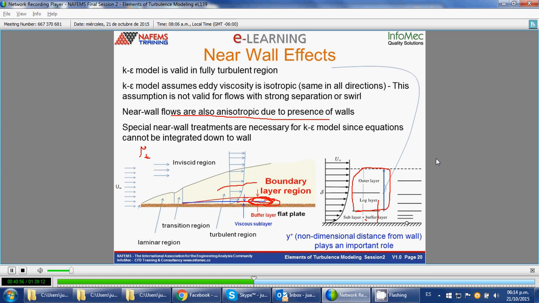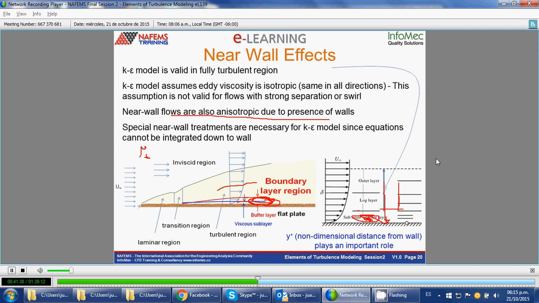There are two options for us. One is using some sort of function at this point, not modeling this part, and just using the effects and putting them right here, and then we go up in that direction. That's one way. The other way is to use K epsilon all the way to the wall, and then use some sort of correction, like damping, to get it to work in this area.